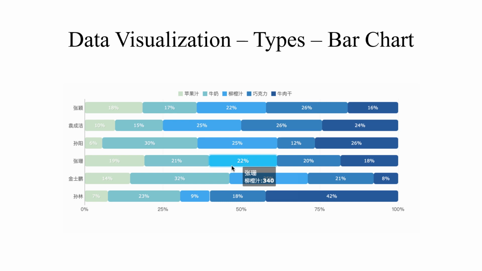Looking at some of the types of data visualizations, here we see a bar chart. They're one of the most straightforward and commonly used visualizations in libraries. They display data using rectangular bars where the length of each bar represents the magnitude of the data. They're ideal for comparing discrete categories or values.